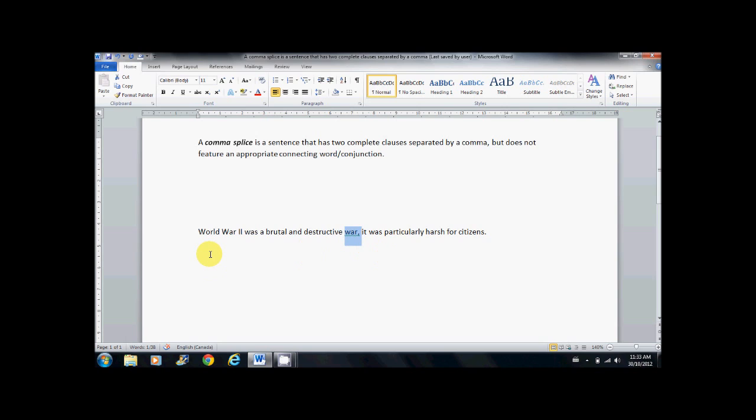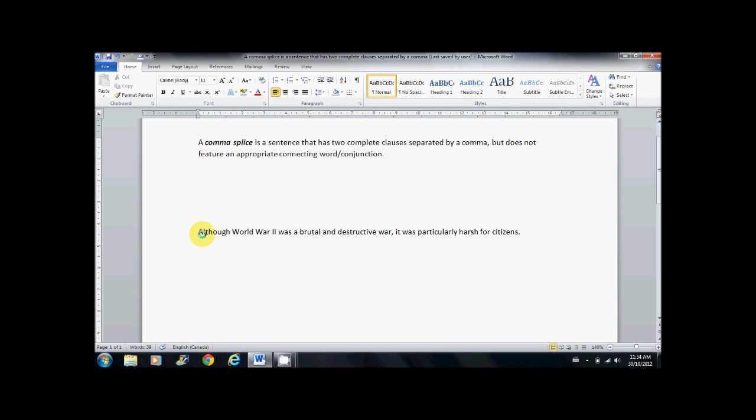I need to add a word to this sentence that shows the relationship between these two ideas. World War II was a brutal and destructive war. It was particularly harsh for citizens. To me, that sounds like a bit of contrast. So if I add simply the word although, so we now have although World War II was a brutal and destructive war, it was particularly harsh for citizens, you can see that problem's now gone away, right?